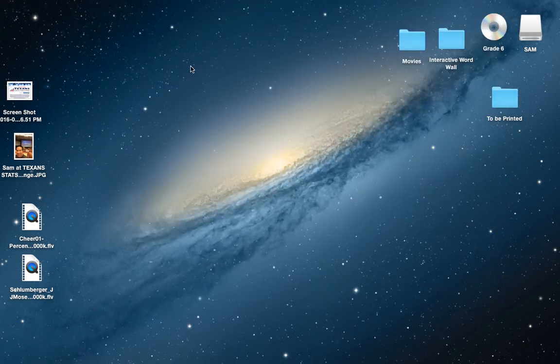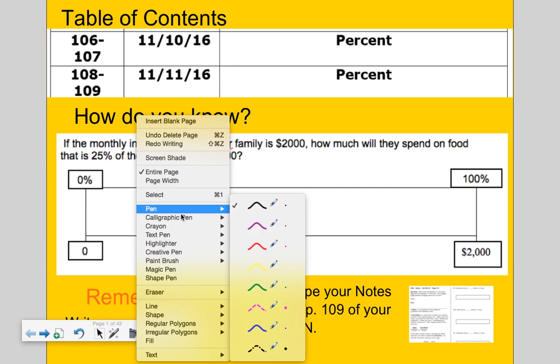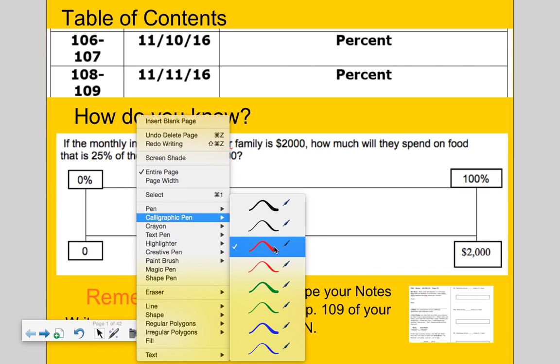This lesson is over. Find the percent of a whole. So before we do that, let's look at our number routine for today.